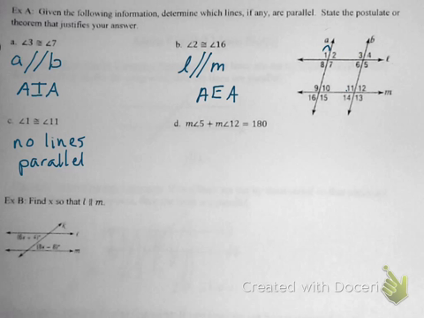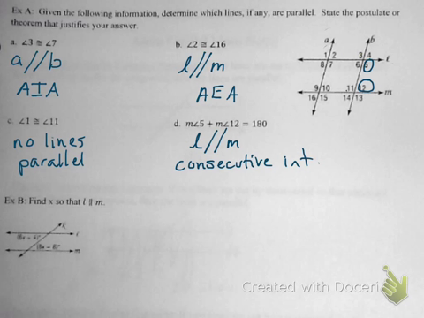Alright, last one. It says that the measure of angle 5 plus the measure of angle 12 is equal to 180. So we look at 5, and we look at 12, and I say, okay, well it says it's 180, so that needs to be consecutive interior angles, and they are, and the two lines that would be parallel for this one would be L and M, and we'd say because of consecutive interior angles. And we'll just abbreviate that. Alright.